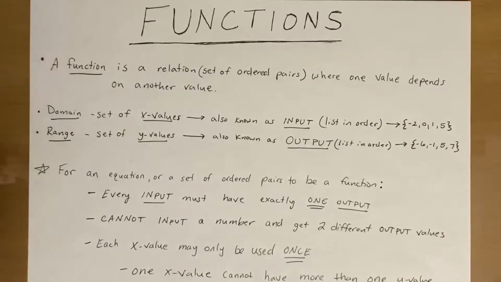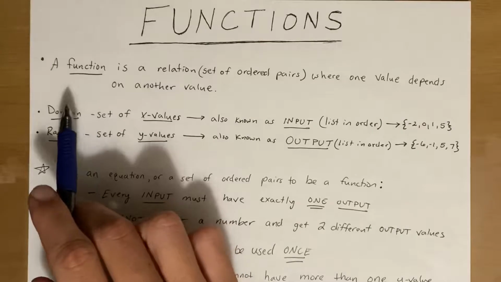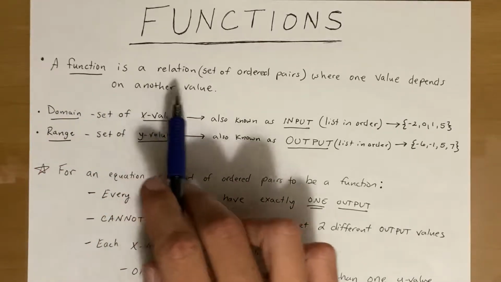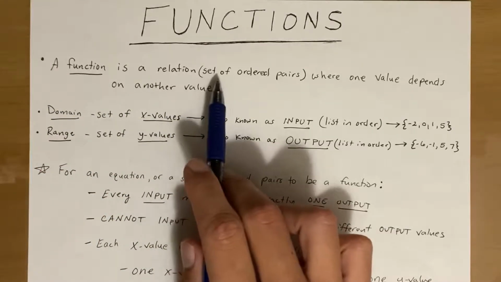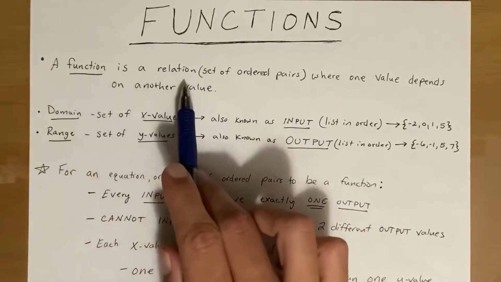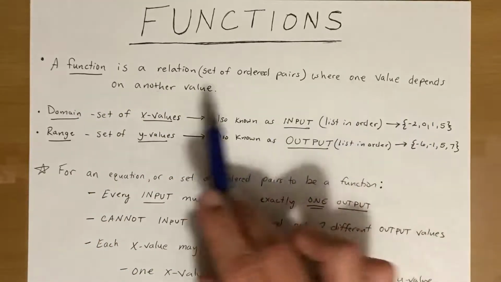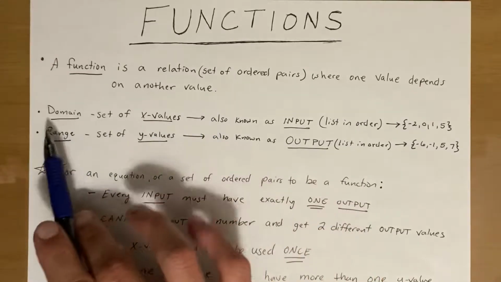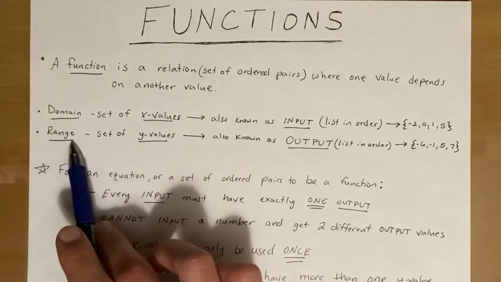In this video, we're going to talk about identifying functions. So our first point we have up here is a definition. It says a function is a relation, which a relation is just a set of ordered pairs, so x, y coordinates. So a function is a relation where one value depends on another value. So now down here, we're going to talk about what domain and range are.